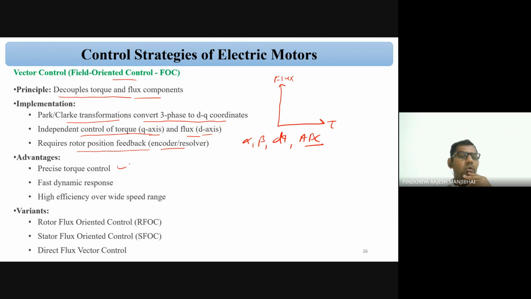The advantages are precise torque control, fast dynamic response, and high efficiency. That's why people normally use FOC to control the speed and torque of the motor. Different variants are available: rotor flux oriented control, stator flux oriented control, and direct flux control. We have both stator flux and rotor flux; you can consider any one type of flux and then control your motor.